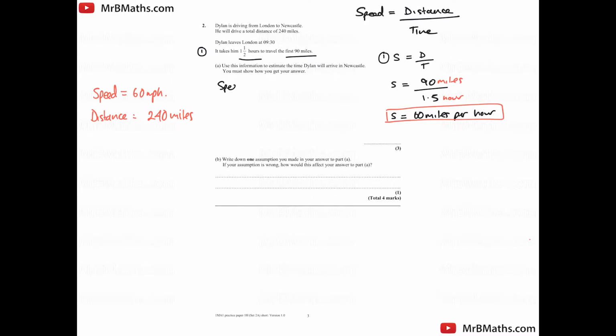So writing the equation again, speed equals distance over time. We need to rearrange this, so we need to get the equation to time equals. Okay, so this is distance divided by time, so we need to times both sides by time.